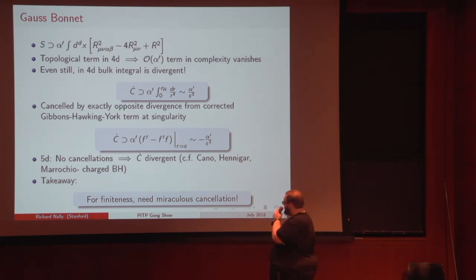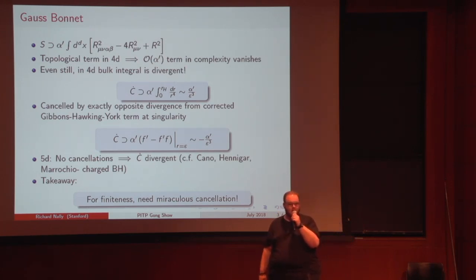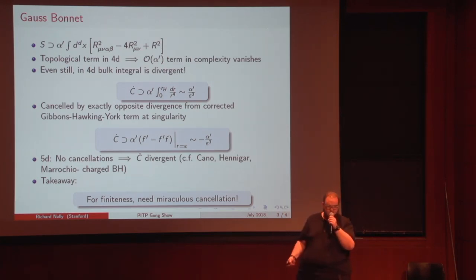This should be compared to a paper that came out recently by Robbie and Hugo, who are at the conference but may or may not be here, where they did this for charged black holes in Gauss-Bonnet gravity and got a finite answer. And the reason why that works is in a charged black hole, the Wheeler-DeWitt patch doesn't go all the way to the singularity, so you can't get a divergence from the singularity.